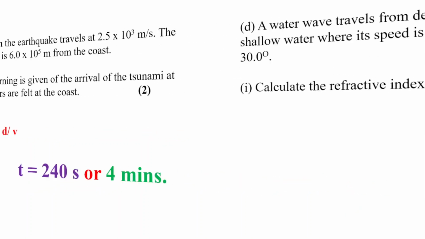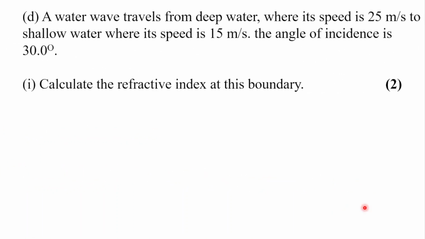All right. Next part of the question, part D. It says a water wave travels from deep water where its speed is 25 meters per second to shallow water where its speed is 15 meters per second. The angle of incidence is 30 degrees. We're asked to calculate the refractive index at this boundary, and this is for 2 marks.